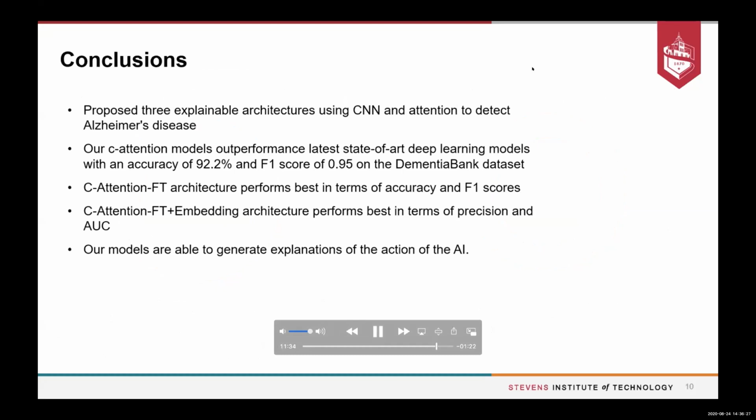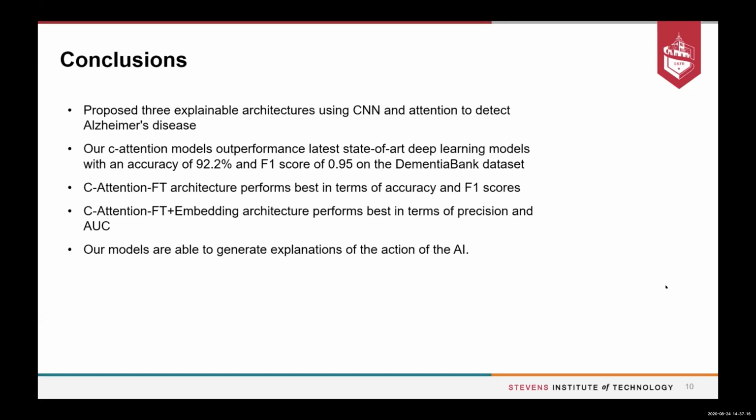At the very end, I would like to conclude this work as follows. We proposed 3 explainable architectures using CNN and attention to detect Alzheimer's disease using 2 kinds of features, part-of-speech and language embeddings. Our C-attention models outperform the latest state-of-the-art deep learning models, reaching an accuracy of 92.2% and an F1 score of 0.95. The C-attention FT architecture performs best in terms of accuracy and F1 score, and the C-attention embedding performs best in terms of precision and AUC.